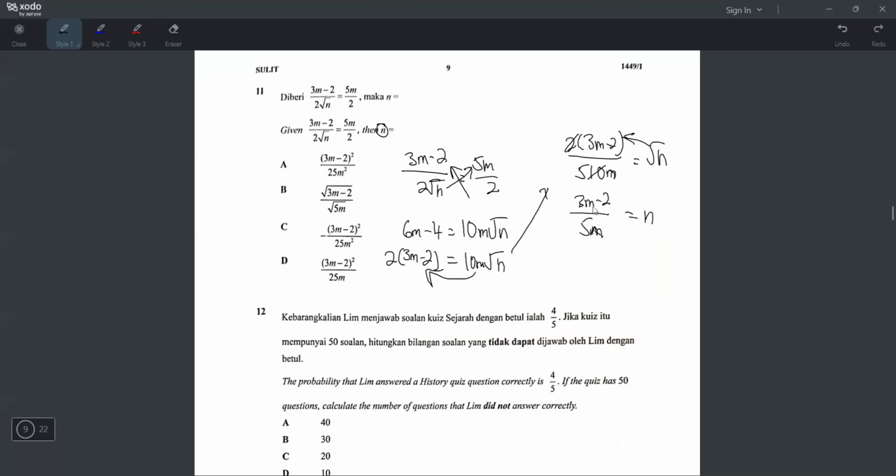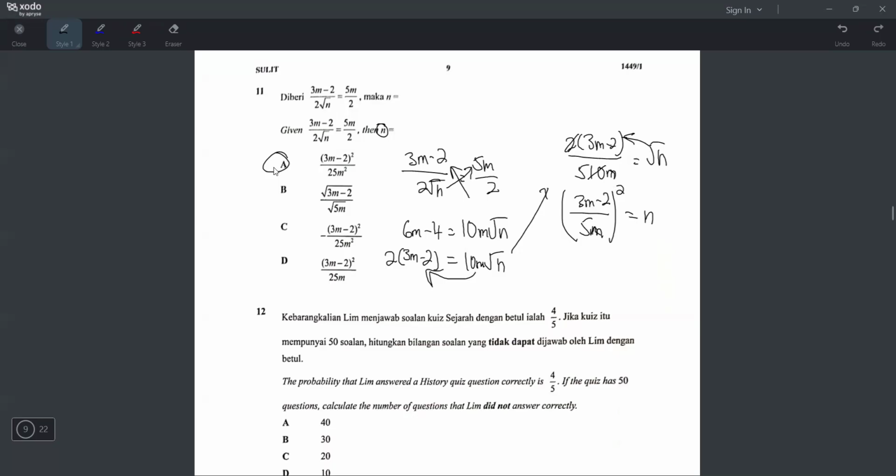But then the square root can move over here, become square. But when you move over, everything has to square, not just the atas saja or the bawah saja, the whole thing has to square. So this is your answer, right? But if you look at ABCD, there's no answer, right? Like actually got answer, but tak ada satu yang match dengan saya, right? Okay, sebenarnya the answer will be A actually. Yeah, the answer is A.